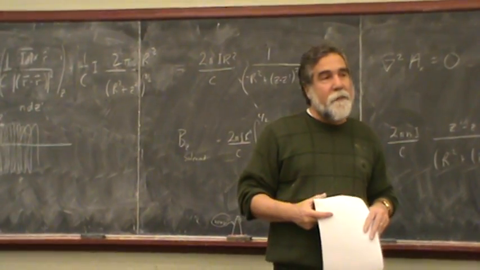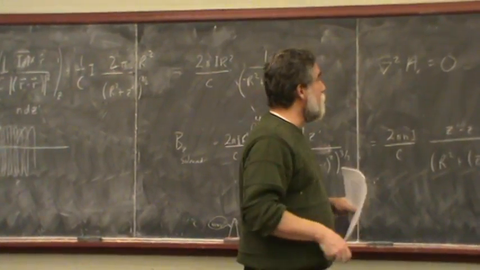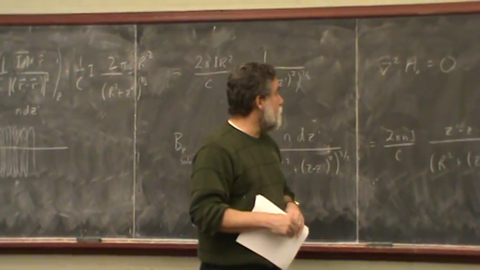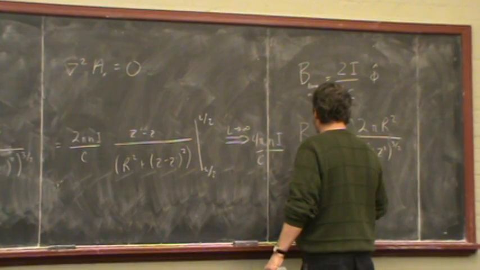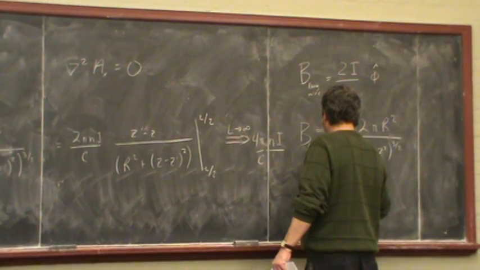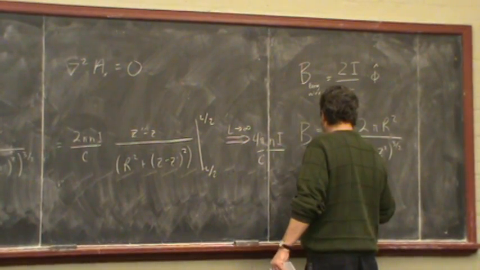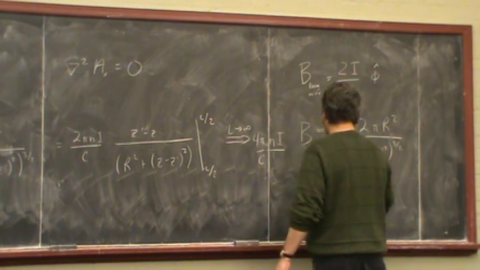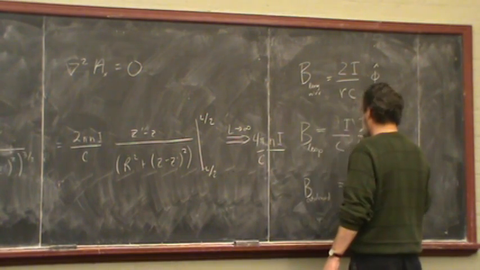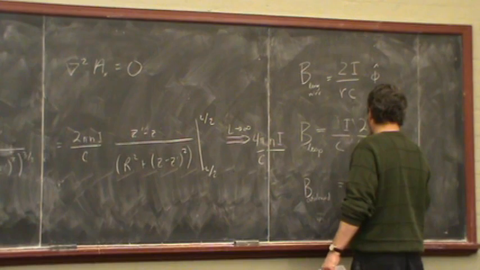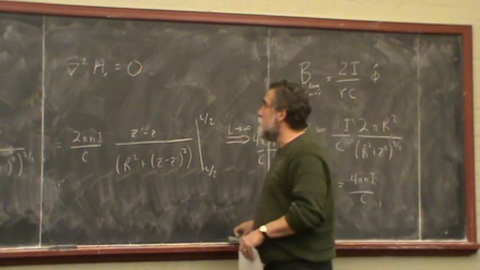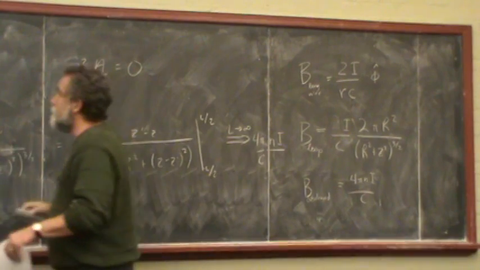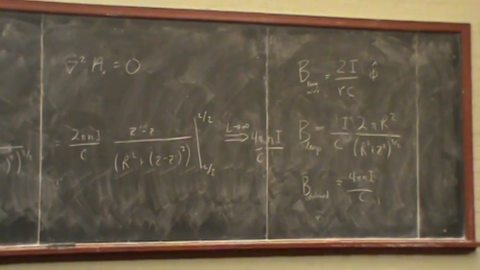But wait, there's something better that we can do here. So let's take a look at something better. But I'll write this down. This is what we calculated. The infinite solenoid, what we calculated on the axis is 4 pi n I over c.